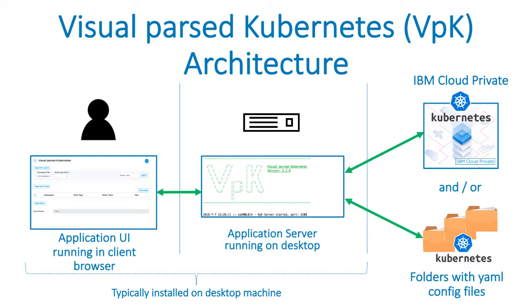VpK is comprised of two primary components. The first is a UI application running in a client browser. The second is a server component running on the same machine as the browser or on a different machine. Typically, I install it all on a client machine. I like using the tool from my own desktop. What you'll also need is a running instance of IBM Cloud Private or configuration files, the YAML files that are used to define Kubernetes.